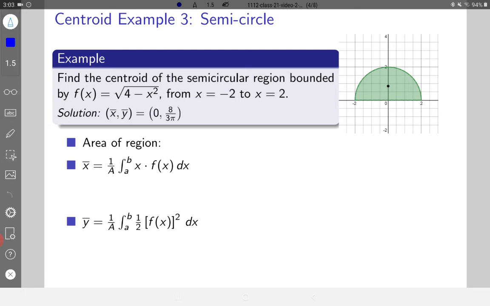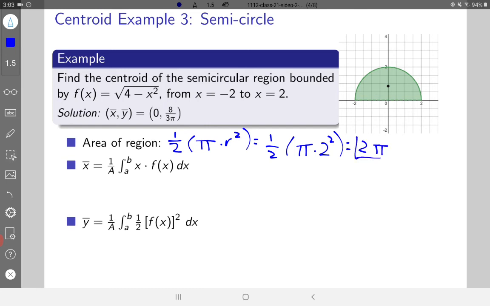Let's do the same stuff. I need to find the area of this region first. I know that the area of a circle is pi r squared, and I'm only looking at the top half of the circle, so I have 1/2 of that. In this case, r is 2, and 2 squared is 4, half of that is 2, so I have a semicircle with area 2 pi.